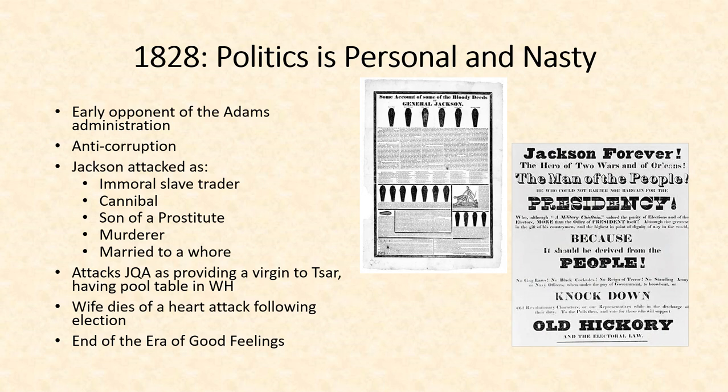The 1828 election picks up where the 1824 election leaves off, with Jackson's hatred of John Quincy Adams. He paints himself as an opponent from day one of the Adams administration and the Federalists who have elected him. He runs as an anti-corruption candidate.